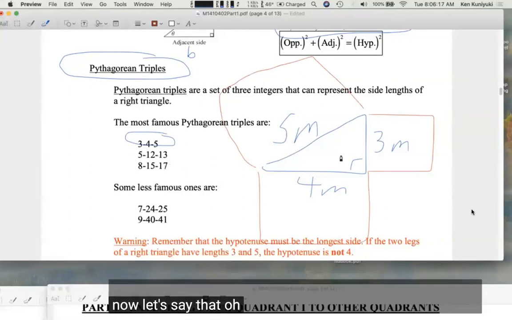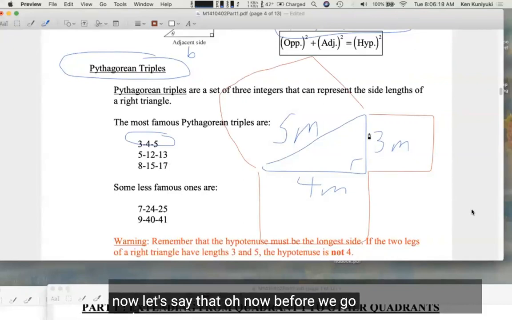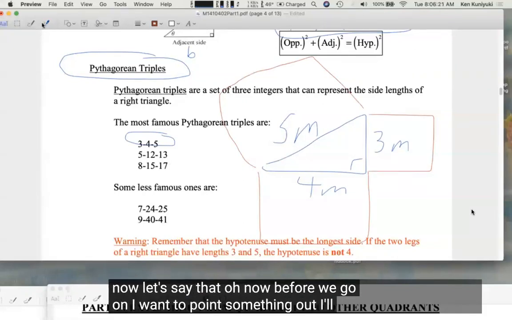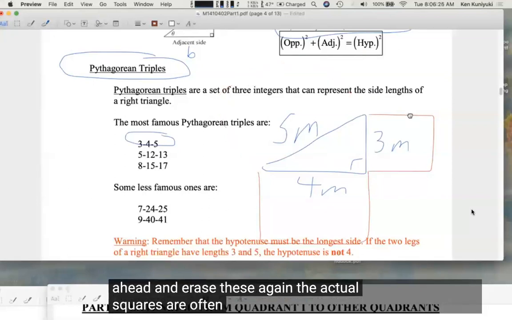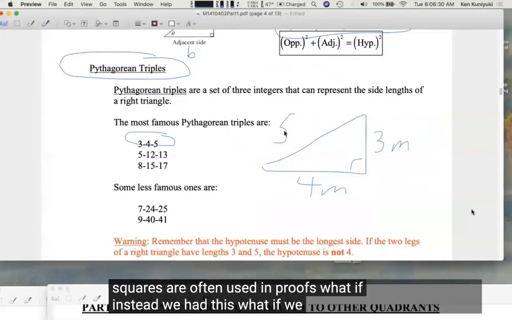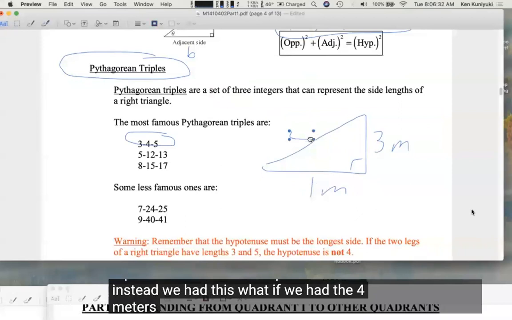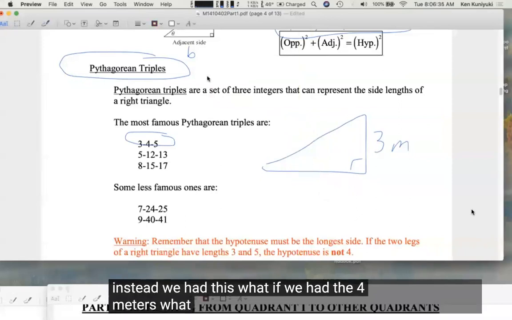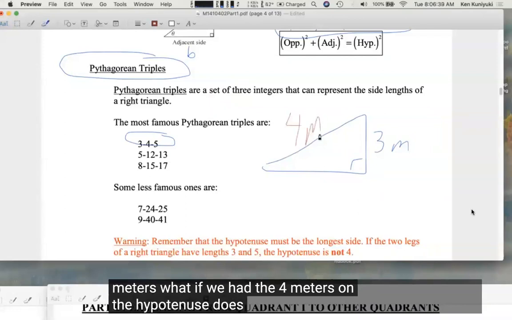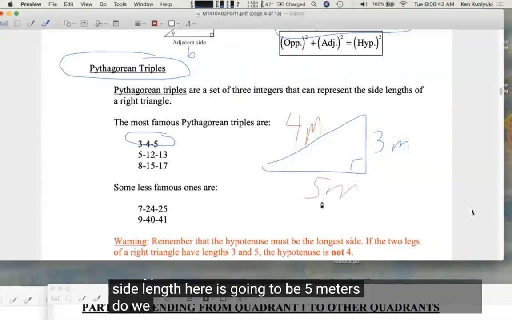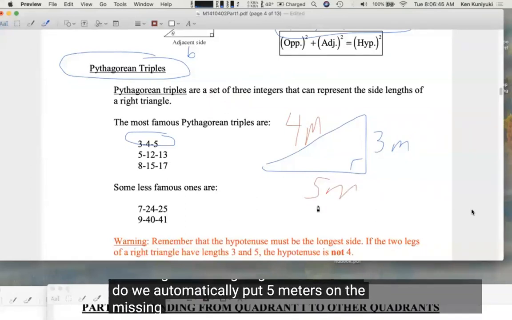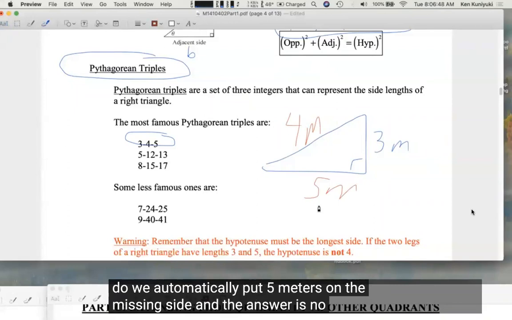Now, before we go on, I want to point something out. I'll go ahead and erase these. Again, the actual squares are often used in proofs. What if instead we had this? What if we had the 4 meters on the hypotenuse? Does that mean that this side length here is going to be 5 meters? Do we automatically put 5 meters on the missing side? And the answer is no.